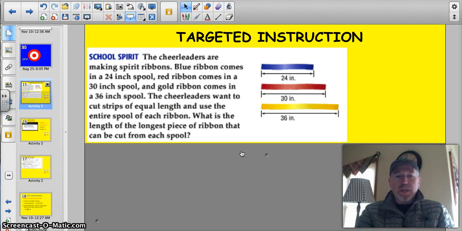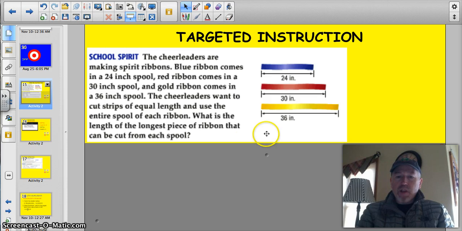The cheerleaders are making spirit ribbons. Blue ribbons come in a 24-inch spool. Red ribbon comes in a 30-inch spool. And gold ribbon comes in a 36-inch spool. Let's stop for a second. They've given us a graphic to look at here. The cheerleaders want to cut strips of equal length and use the entire spool for each ribbon.